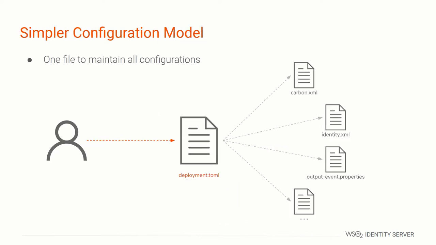With the WSO2 Identity Server 5.9.0 release, we have introduced a simpler configuration model. Now you only need to make the necessary changes in one file, and it will automatically add the necessary configurations to the relevant files. But if you do prefer the old model, you can still keep using that too.